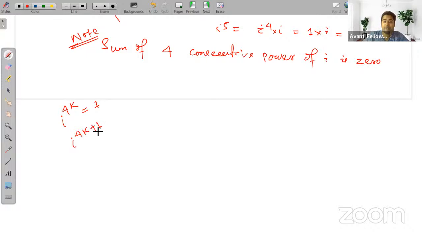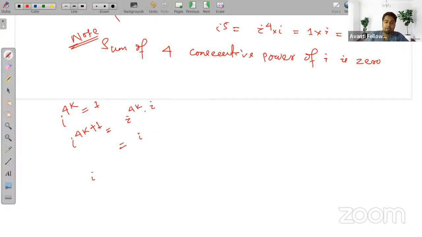Always remember where k is any natural number, also you can check. I to the power 4k always gives you 1. But if I ask you to find I to the power 4k plus 1, what will it be? This can be written as I to the power 4k into I. I to the power 4k is 1, I know that, so it gives you I.